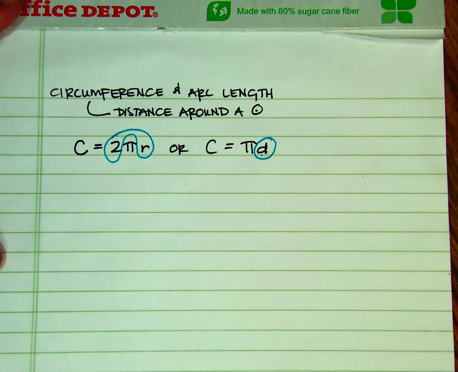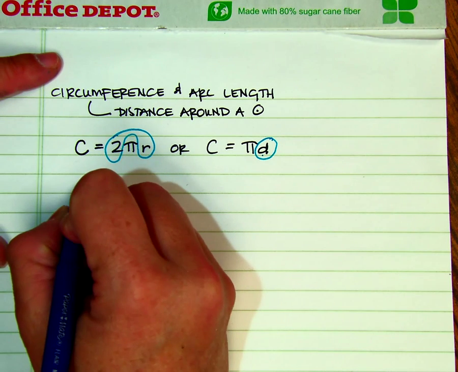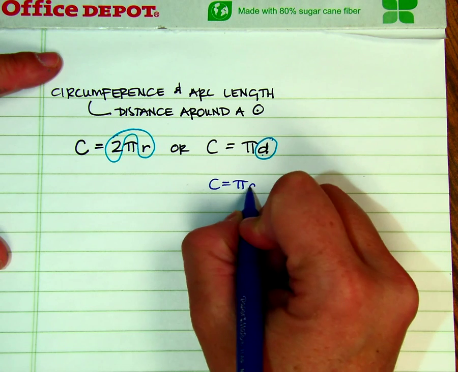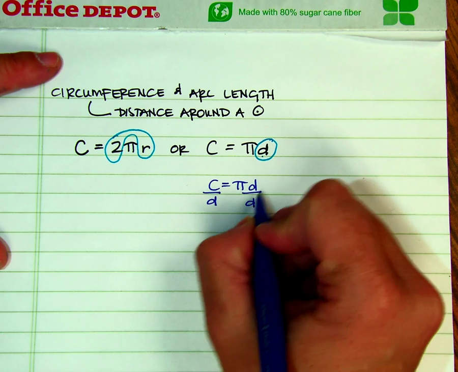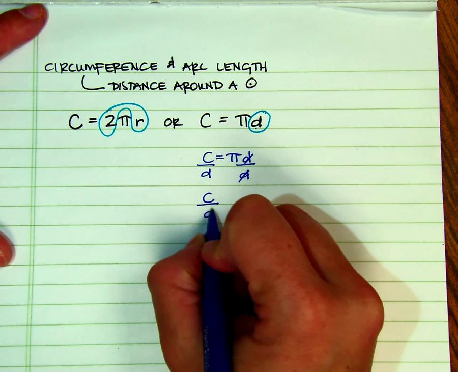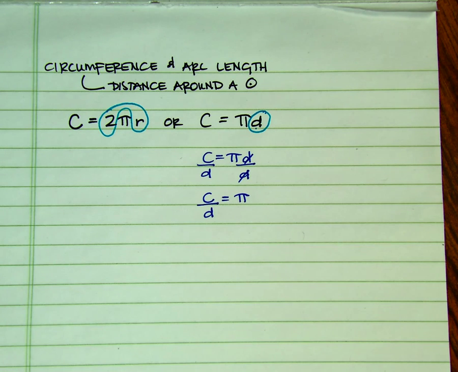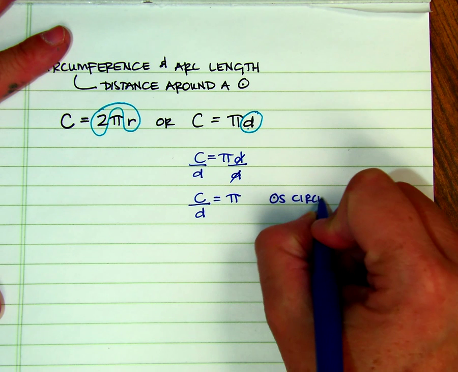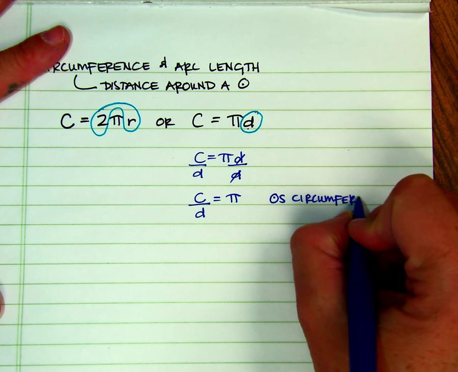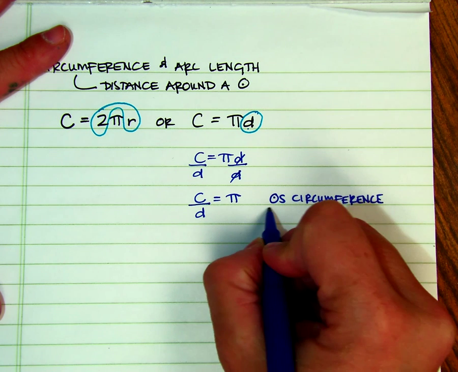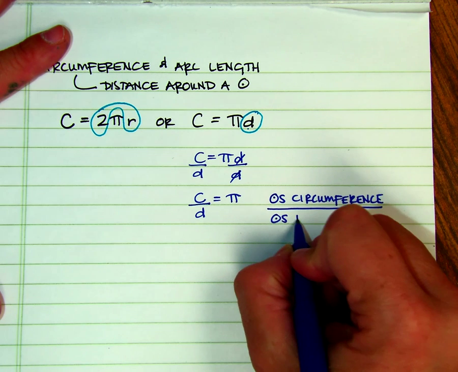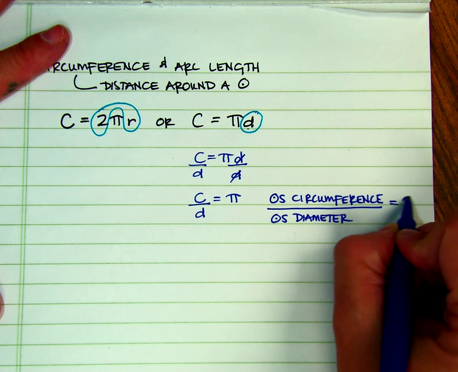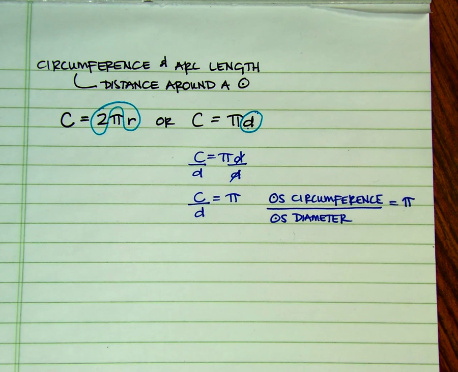You guys have heard of pi before. If I solve this for pi, if I have C equals pi d, I divide both sides by diameter. That's what I get. So pi is a circle's circumference divided by the circle's diameter. Typically we think of it as being 3.14.